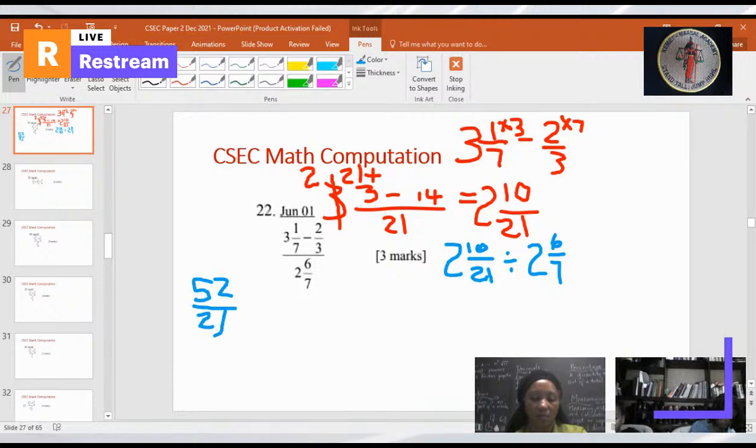Then miss, you would put a multiplication sign. Change the division to multiplication. And then you write back the 2 and 6 over 7, miss. Are you sure?